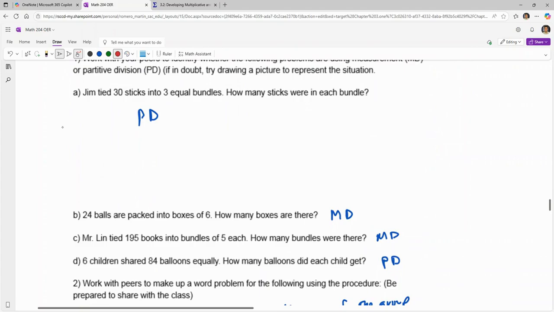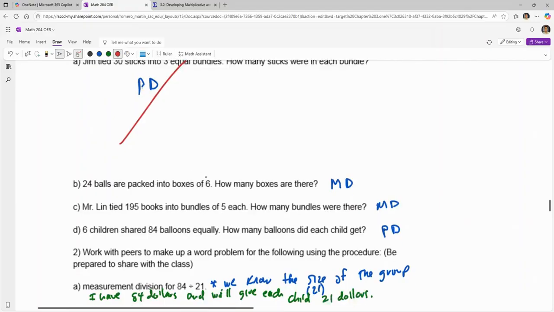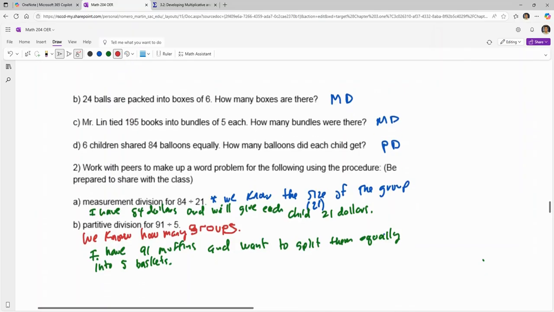24 balls are packed into boxes of six. So now I know there's going to be six in each box. How many boxes are there? That's a measurement division, so repeated subtraction: the idea that you would have 24 balls and take six, take six, and continue to take six until I have no more. That's the work we have here, and that's why it's a measurement division problem.